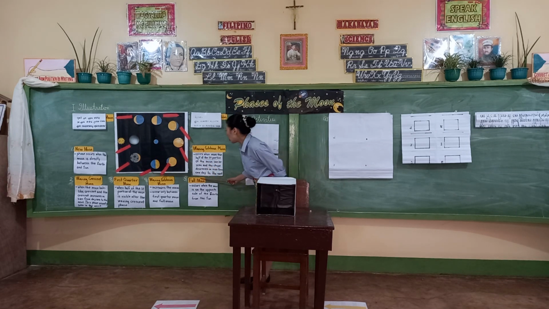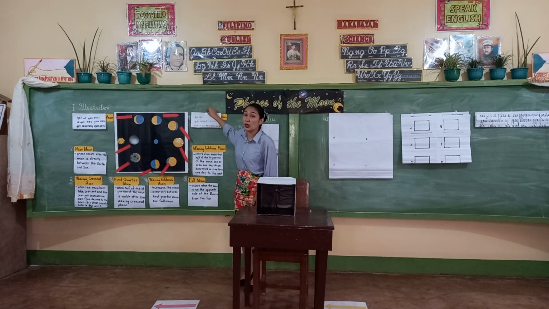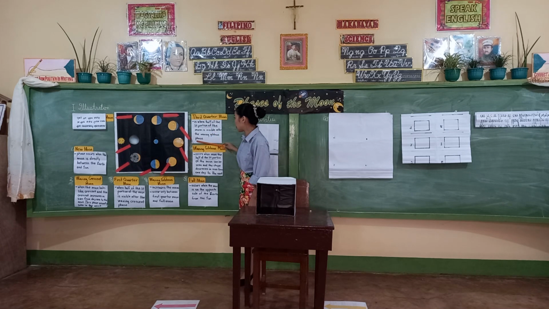The waning gibbous moon occurs when more than half of the lit portion of the moon can be seen and the shape decreases in size from one day to the next. Okay, now let's proceed to the seventh phase of the moon, which is the third quarter moon. The third quarter moon occurs when half of the lit portion of the moon is visible after the waning gibbous moon. The third quarter moon is also known as the last quarter moon.